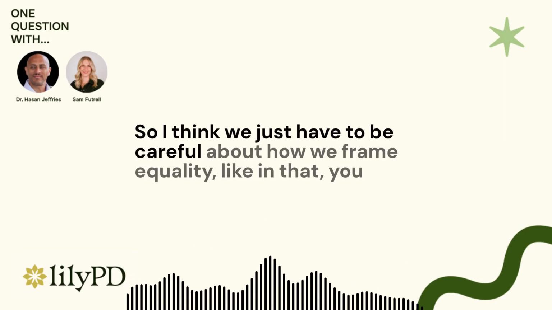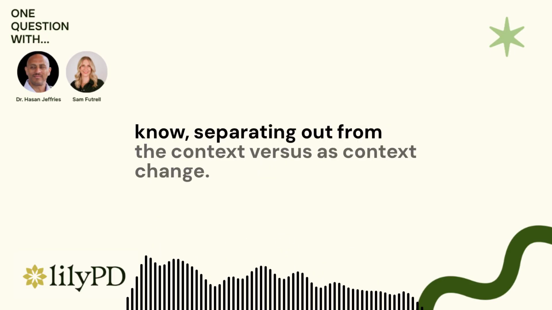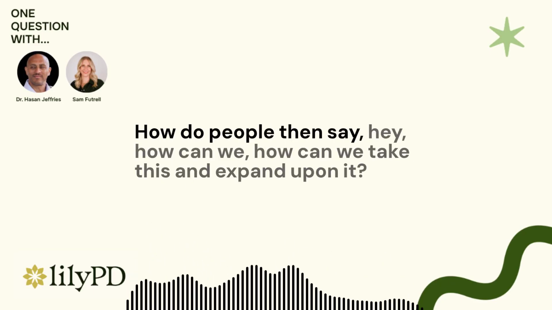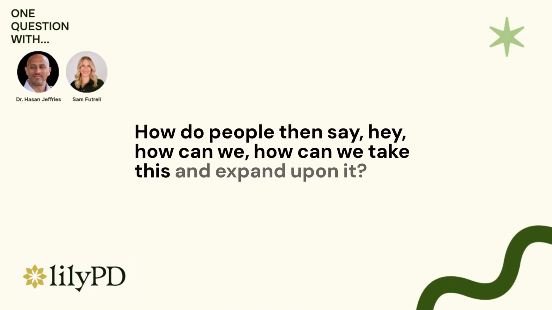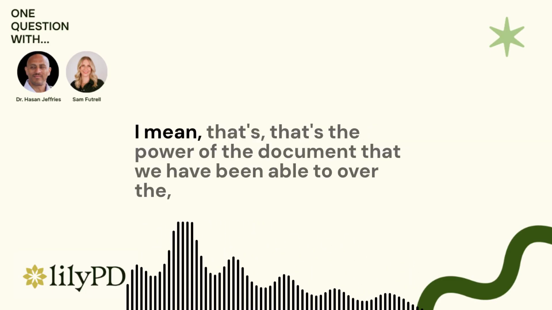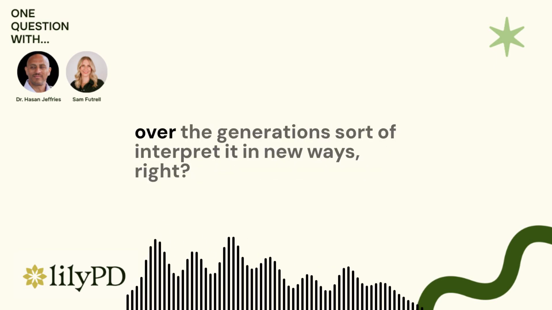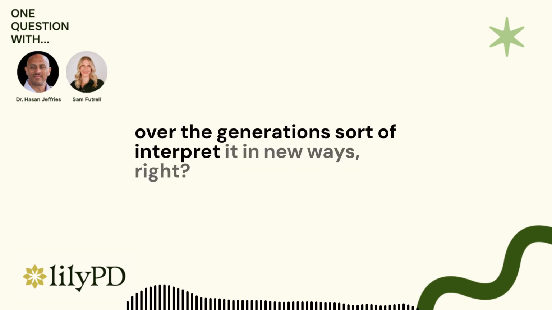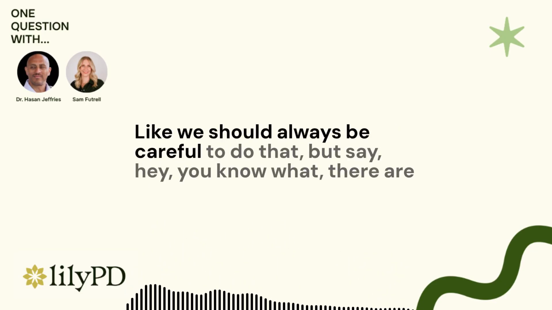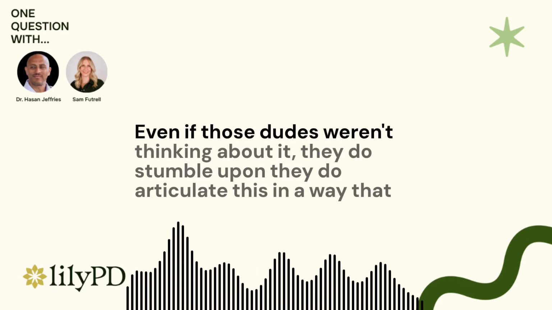So I think we just have to be careful about how we frame equality, separating out the context, versus as context changes, how people then say, hey, how can we take this and expand upon it? Which is fine, which is important. That's the power of the document, that over the generations we have been able to interpret it in new ways, not separated from the context. We should always be careful to do that, but say, hey, there are some universal principles in here, even if those dudes weren't thinking about it.